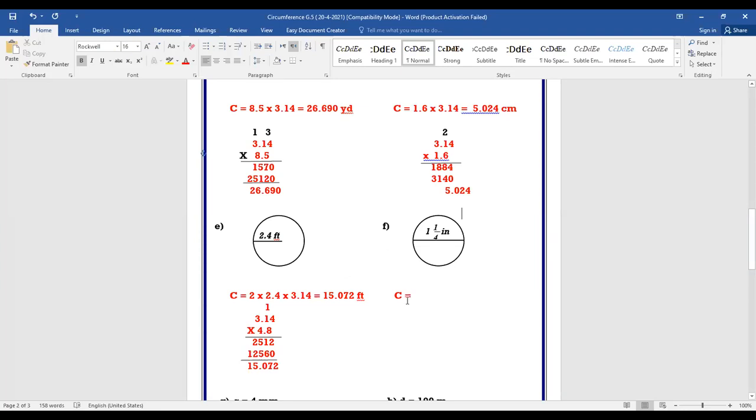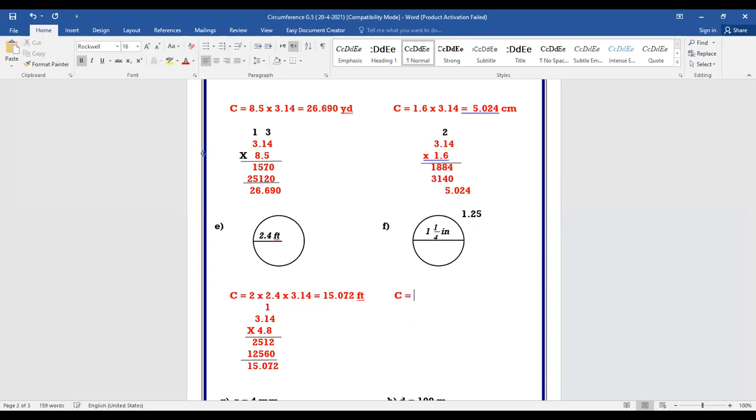First, 1 and a quarter means 1.25 in decimal. If you have the length of the diameter, to find the circumference you multiply the length of the diameter by 3.14 only. If you have the radius, multiply 2 by the length of the radius, then multiply by 3.14. This is the lesson.